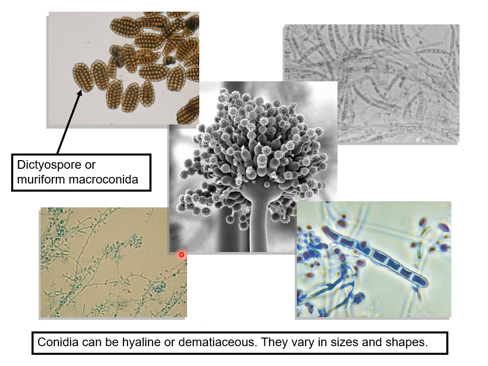And there is a very special form of macroconidia that have cross walls that go in different directions, both vertically and horizontally. These are called muriform, stemming from mural or wall, so they look like a brick wall. So the muriform macroconidia, this is also called dictyospore.